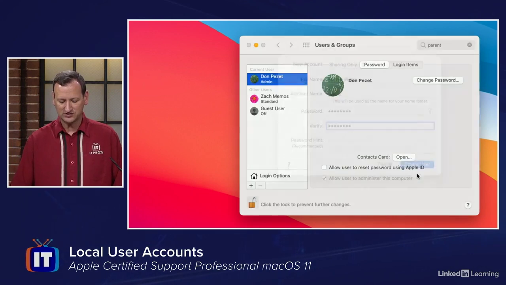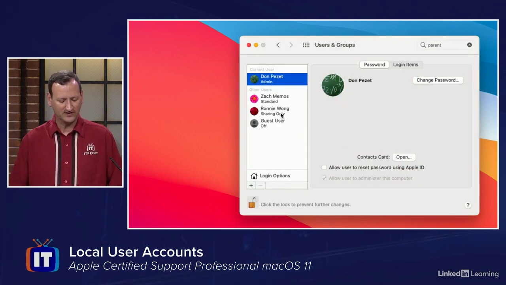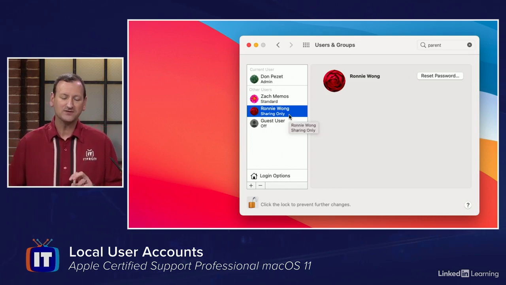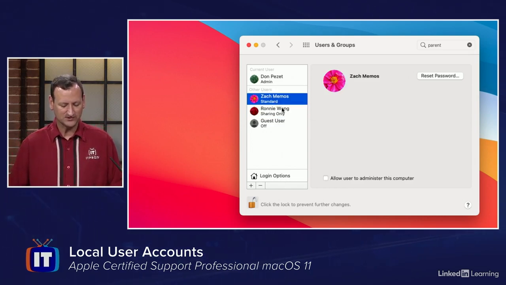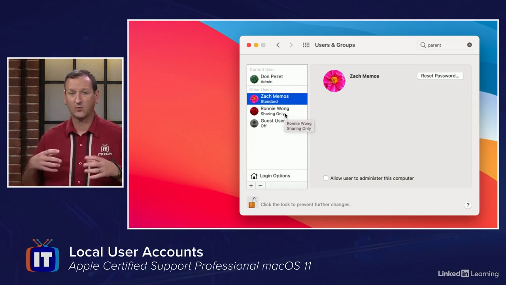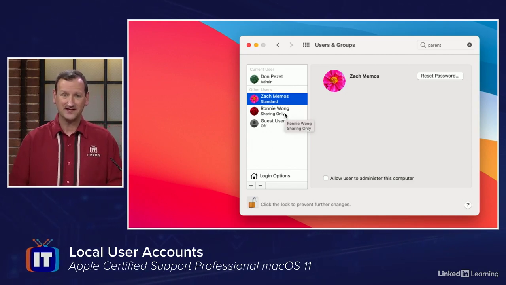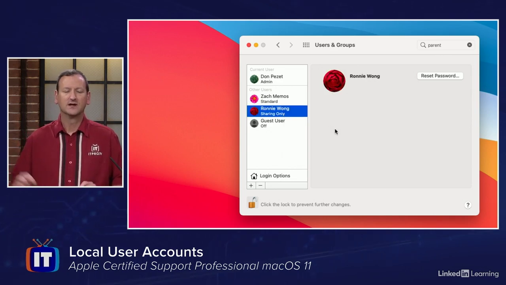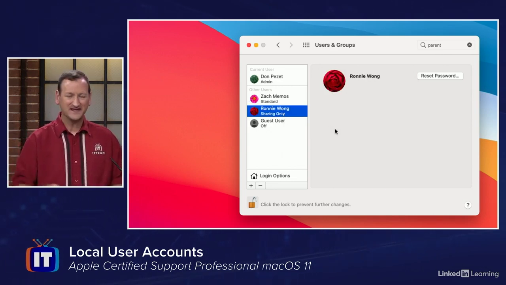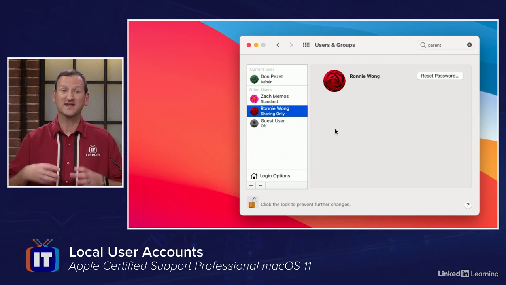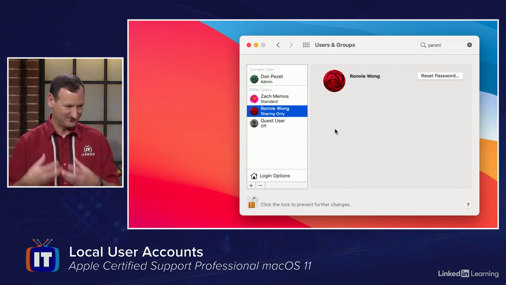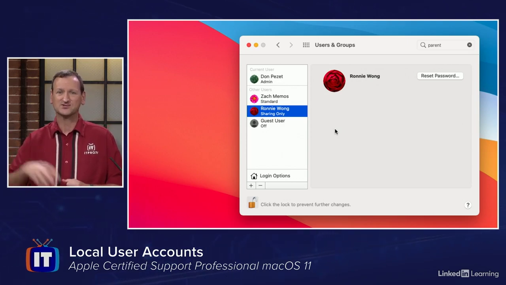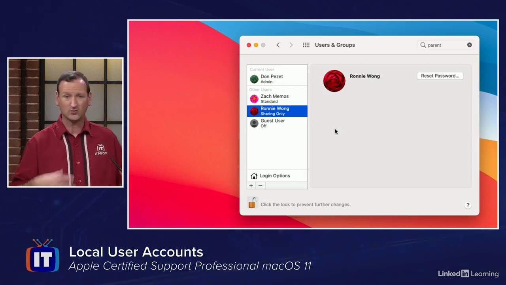And when I hit create user, it's going to create that user. And there he is, Ronnie Wong. Now, see how it shows sharing only? A sharing only user is different than a standard user. A standard user could walk right up to the computer and log in and use the physical computer. But a sharing only user can only come in via the network. They can't actually get what's called an interactive login on my system, a physical console login on the system. Instead, they need to use their own computer and browse to a shared folder, a shared printer, or whatever.